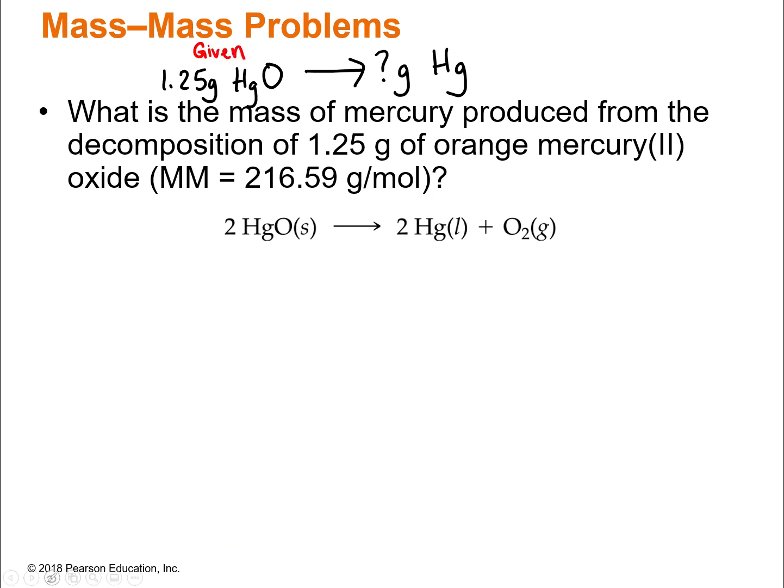Our given information is on the left. Our unknown is on the right. We know the molar mass of the mercury 2 oxide. We can also figure out the molar mass of the mercury. Just look at the periodic table.